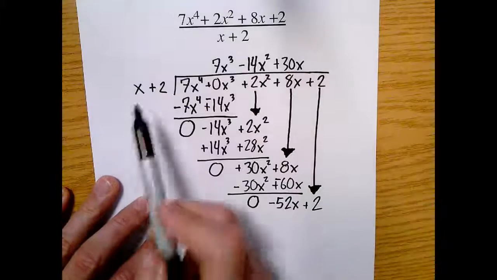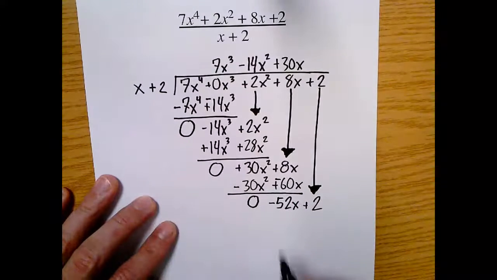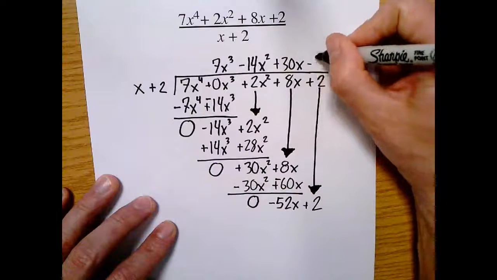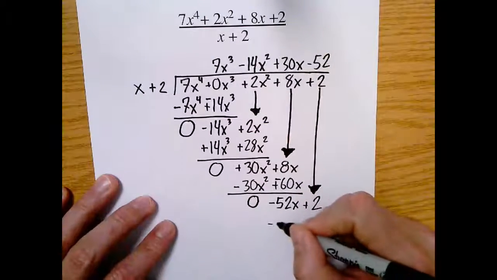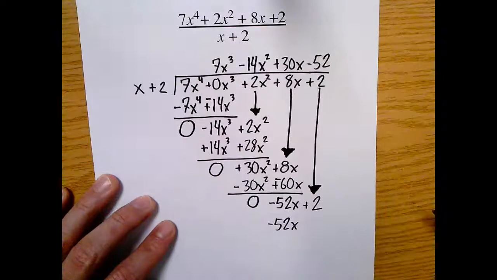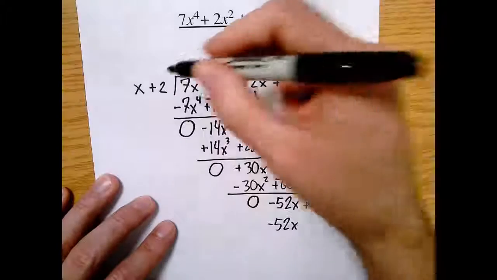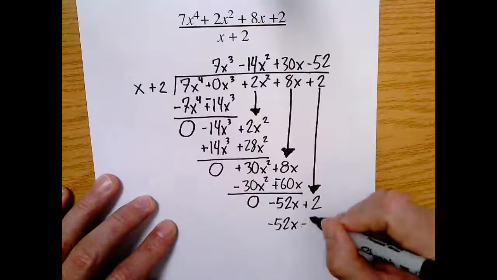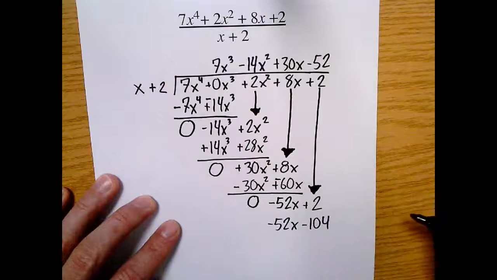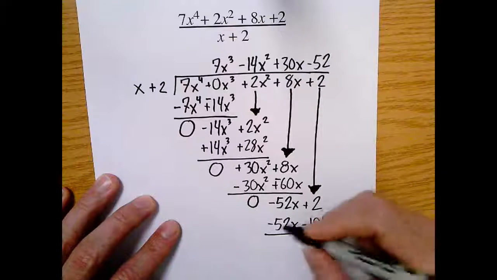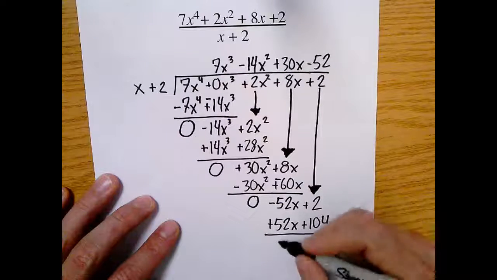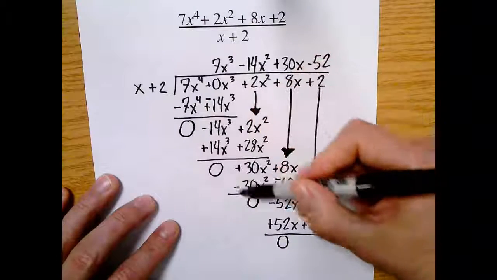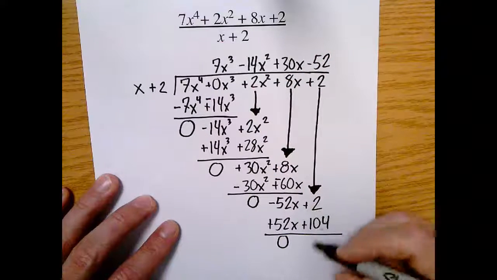So the question is, what do we multiply this x by to become negative 52x? Well, we just multiply by negative 52. Okie dokie. Negative 52 times x is negative 52x. Negative 52 times 2 is a negative 104. Next step, we subtract. Change the signs, and we are in business. Negative 52x plus 52x is 0. Look at it go. We're on the right track. And 2 plus 104 is 106.